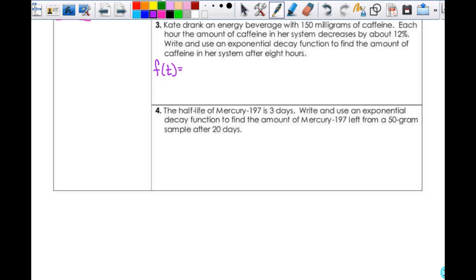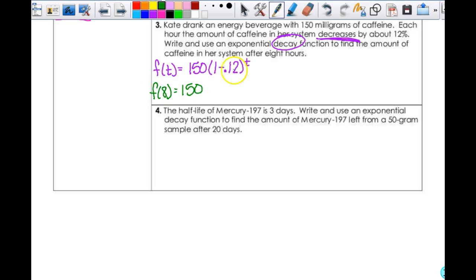All right, Jacqueline, can you give me your first equation? Okay. Do y'all agree with that? Yes? Does everybody have minus there? Why is it minus, Jacqueline? Good. It's decreasing, and it's a decay function. So you have to have that minus there. Okay, good. And then what is your t going to be, Jacqueline? 8. Good. So f of 8 equals 150.